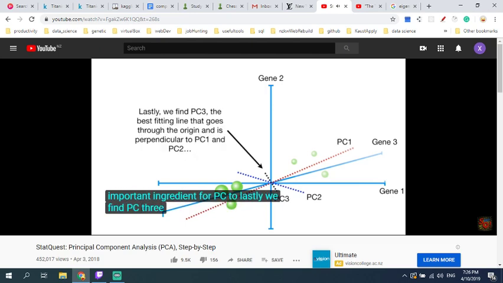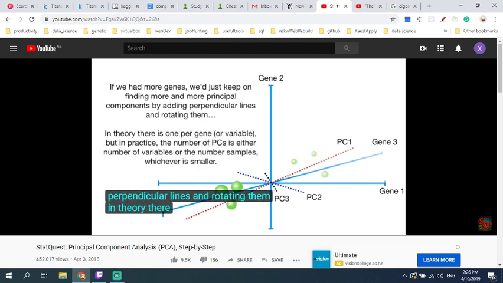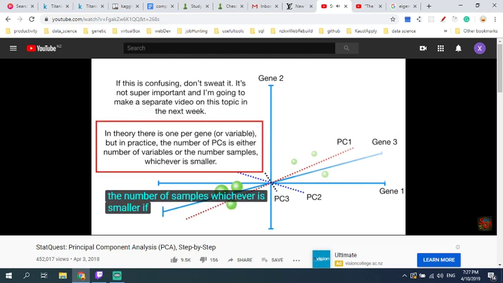Lastly, we find PC3, the best fitting line that goes through the origin and is perpendicular to PC1 and PC2. If we had more genes, we just keep on finding more and more principal components by adding perpendicular lines and rotating them. In theory, there is 1 per gene or variable, but in practice, the number of PCs is either the number of variables or the number of samples, whichever is smaller. If this is confusing, don't sweat it. It's not super important, and I'm going to make a separate video on this topic in the next week.